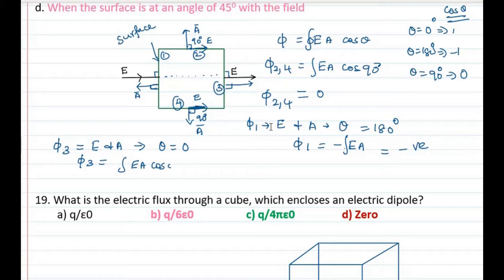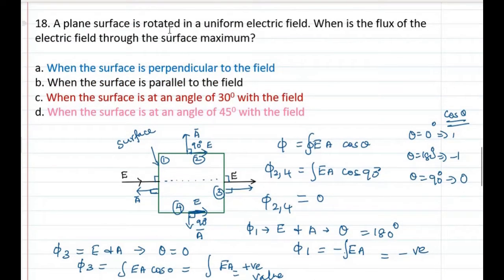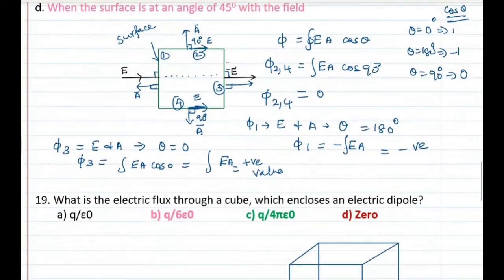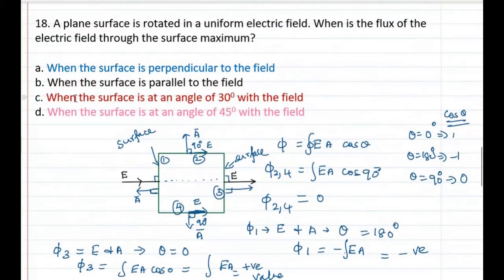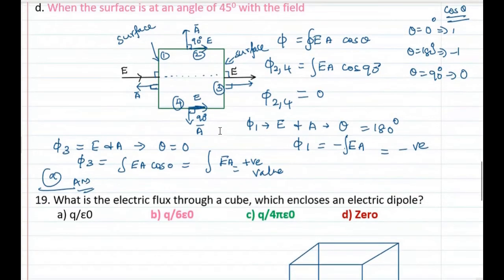Okay, cos 0 will get value to be some E A, a positive value. So we have to find out for which the flux surface has maximum electric field to the surface is maximum. So at surface 3 we have maximum. In this surface the E is perpendicular to the surface. Okay, so the option is A. A is the answer. So you'll get maximum when the electric field is perpendicular to the surface.